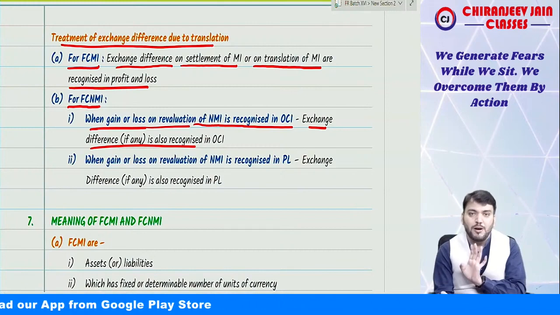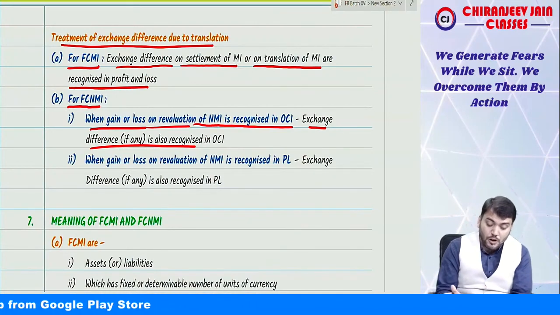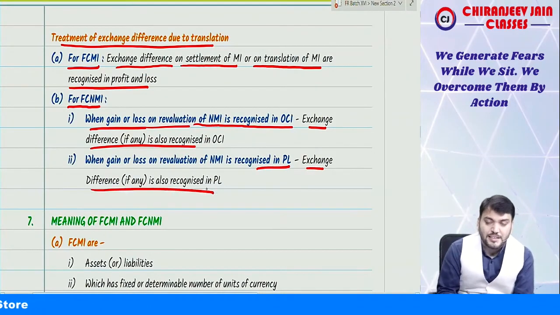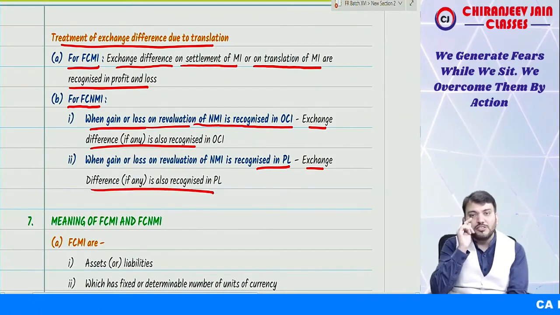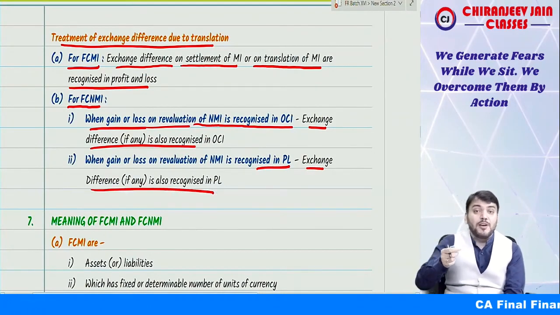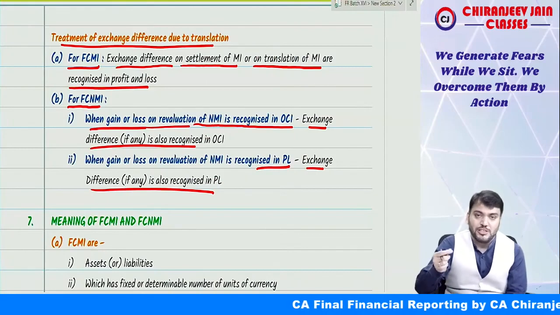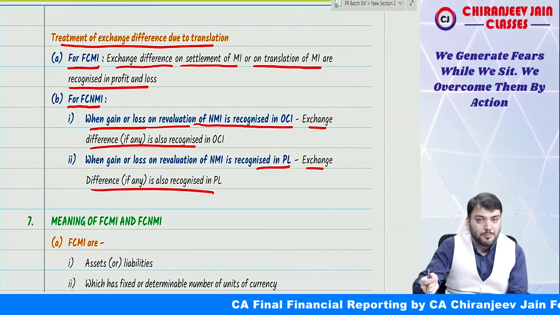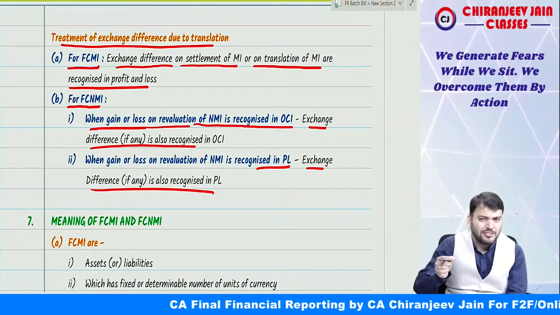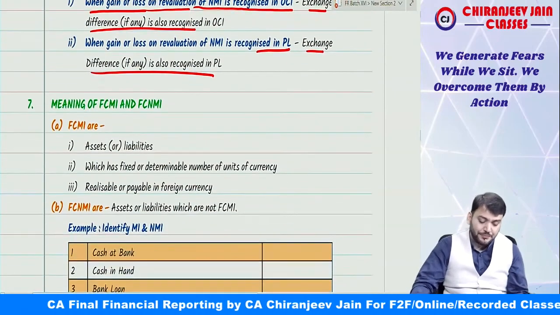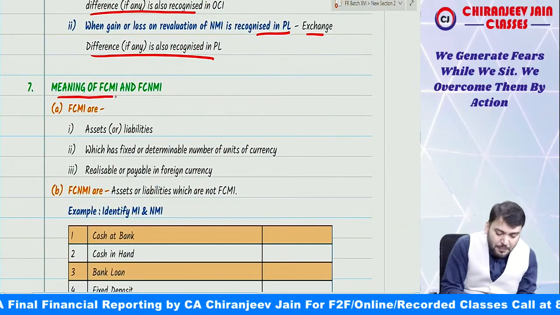I hope you have understood this point. However, when the gain or loss is transferred to PL, then the exchange difference will also be recognized in PL. So in simple words, you need to find out where the fair value gain or loss is transferred. If it is transferred to OCI, the exchange difference will also be transferred to OCI. If it is transferred to PL, the exchange difference will also be transferred to PL. I hope you have understood.